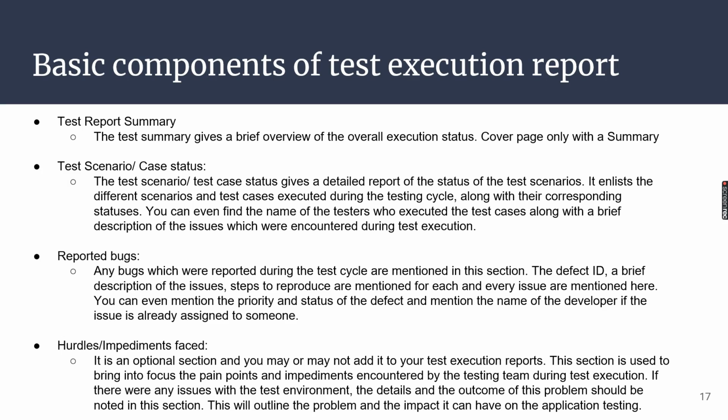This section is used to bring into focus the pain points and impediments encountered by the testing team during test execution. A good example can be issues with the test environment. The details and the outcome of this problem should be noted. This will outline the problem and the impact on the overall testing.